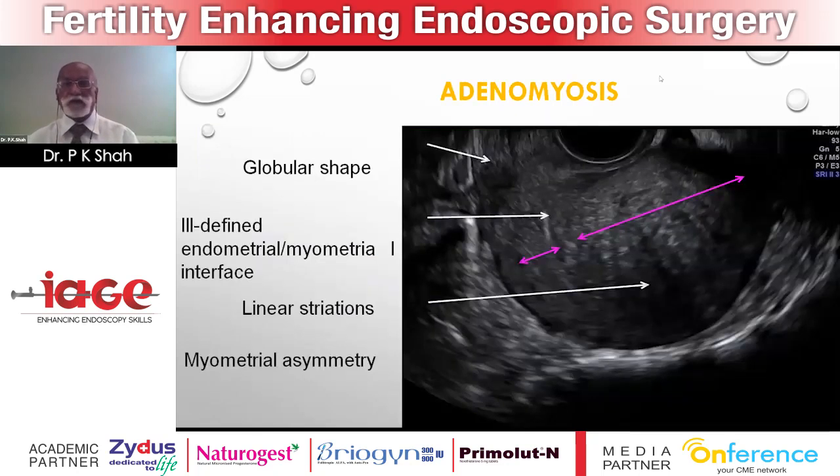As you can see here, a huge adenomyotic nodule is seen here. All linear striations are seen. That is the anterior wall, which is quite small. This is the endometrial cavity. And look at the huge posterior wall where you have the adenomyosis.